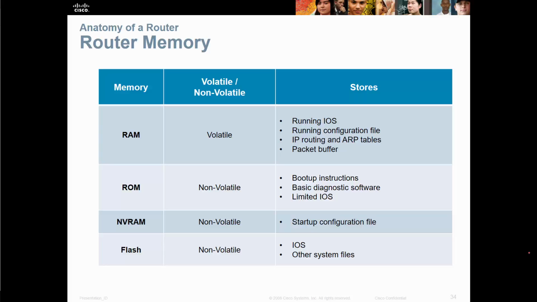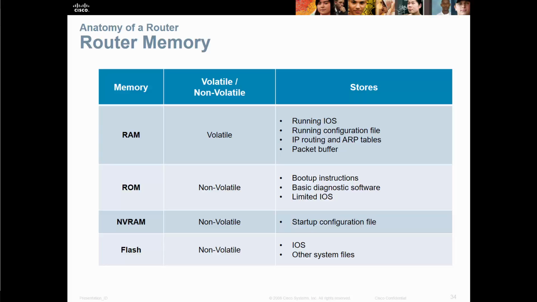So the important thing is RAM, it's volatile. It runs the IOS. I keep wanting to say OSI. It runs the operating system, its running configuration, and it has the tables in memory. ROM, which is non-volatile, holds the bootup instructions, the diagnostic software, and a very limited boot IOS. NVRAM, which is also non-volatile, houses the startup configuration. And then lastly, Flash. Flash holds the operating system and other system files.